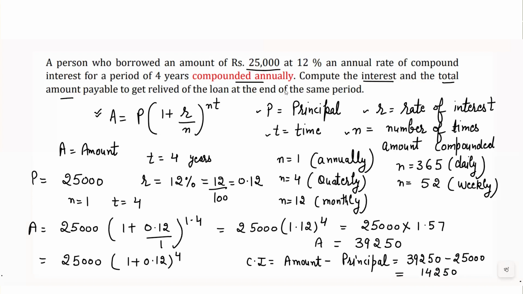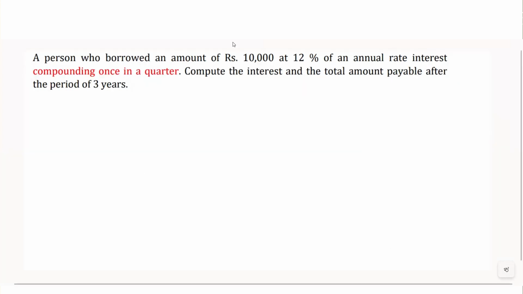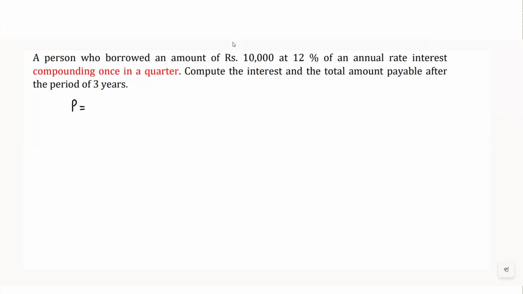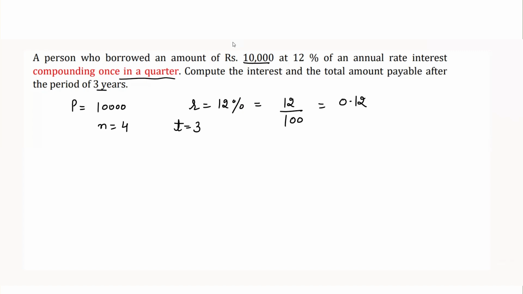Now let's understand the other questions as well. In this question, the principal amount is given equal to 10,000. R is given equal to 12%, so we have to change it into decimals. We can write it as 12 over 100, which is equal to 0.12. Since it says compounded quarterly, N is equal to 4 and T is equal to 3 years. Now we have to calculate how much is the interest and the total amount.